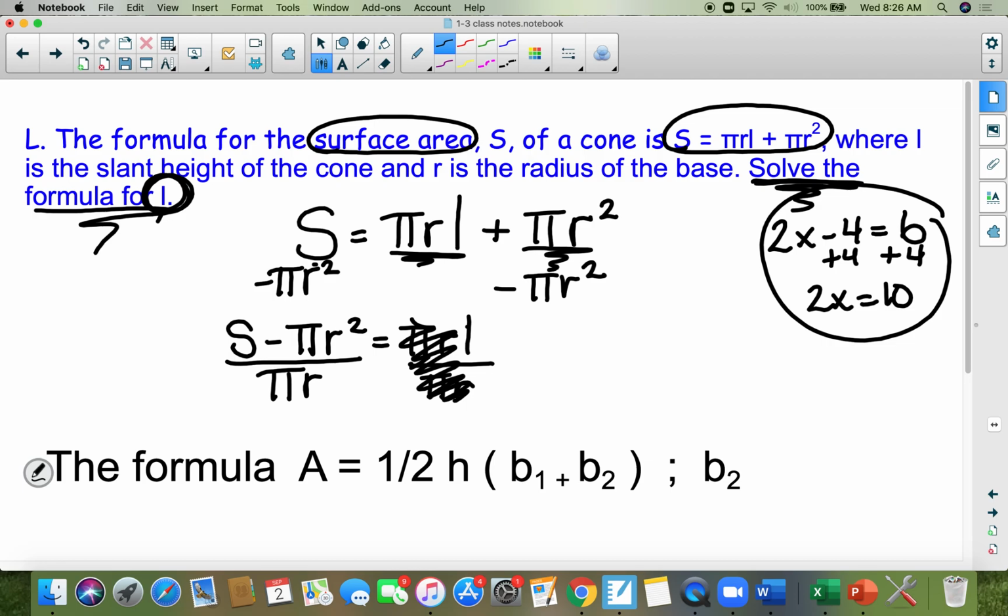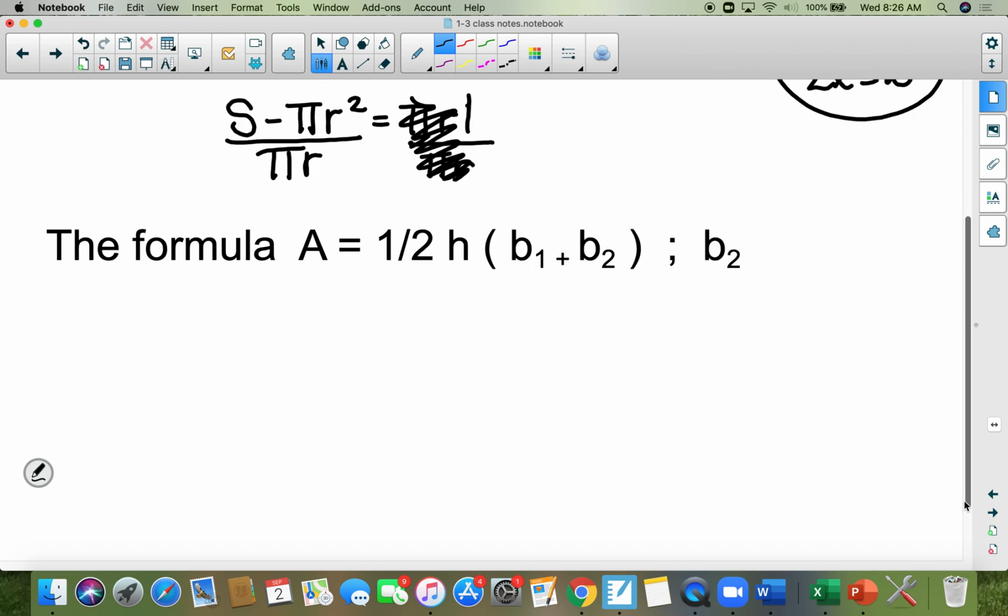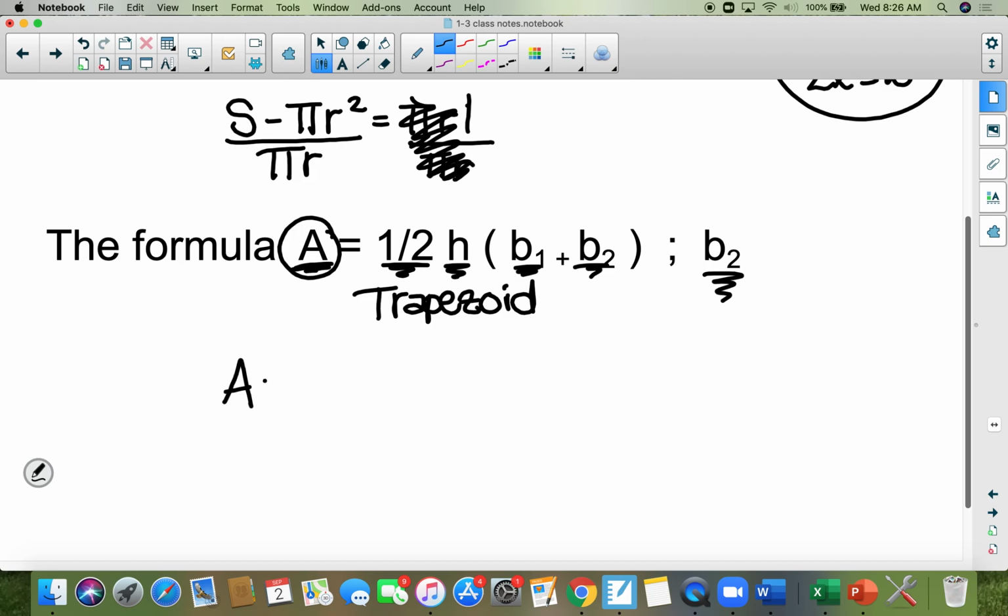The next one is a formula for the area of a trapezoid. This is the formula for the trapezoid. The area of a trapezoid is 1/2 the height, and then you're going to add your base 1 plus your base 2. Notice that the A, or the area, is alone in this problem. As you get older, they're not going to ask you to solve for A. They want you to solve for the letter b sub 2. So I'm just going to rewrite the problem over again.